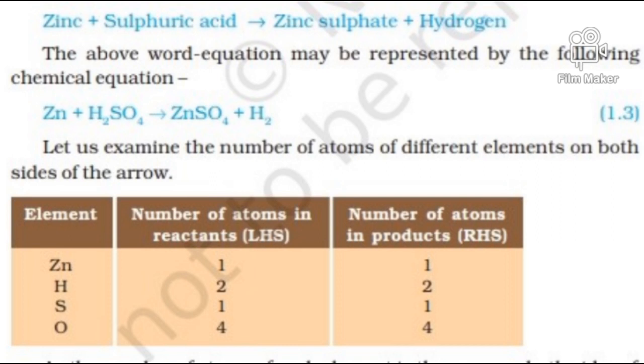So the arrow is kind of a balancing thing, and we calculate the number of atoms of the reactants, that means the symbols before the arrow and the symbols after the arrow separately. Now these two symbols and their atoms should be the same on both sides. If zinc is one on one side, then zinc should be one on the other side also. If they are not balanced, then we need to balance it manually.